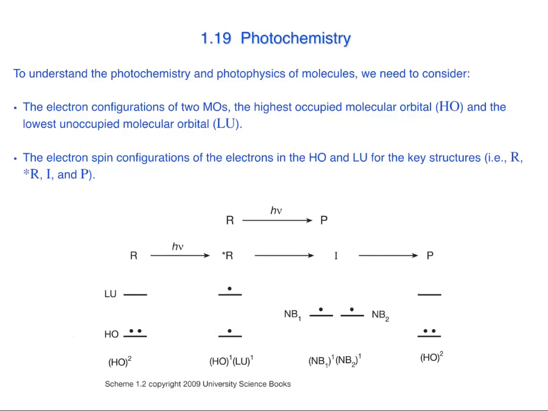Now, to understand the photochemistry and photophysics of molecules, we need to consider two things. First, the electron configurations of two molecular orbitals, that is the highest occupied molecular orbital, HO, and the lowest unoccupied molecular orbital, LU. Also, the electron spin configurations of the electrons in HO and LU for the key structures R, R star, I, and P.